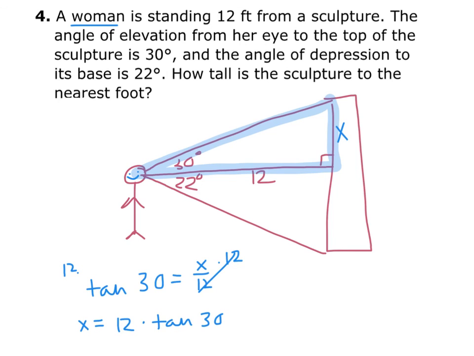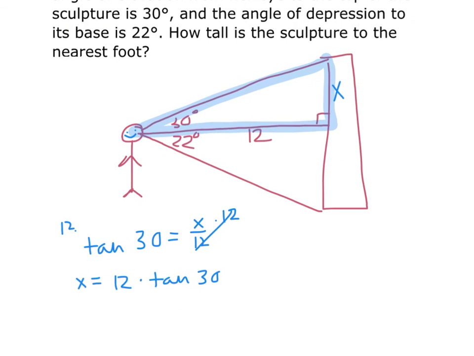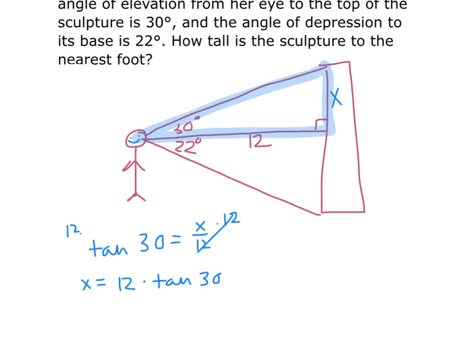Wait, what do you do with the 22 then? One step at a time. You said we're going to solve the top triangle first. I got 6.9. It's 7. So you find the tan of 30 and then multiply that by 12. Everyone agrees? Mine's 6.9. That's basically close enough.